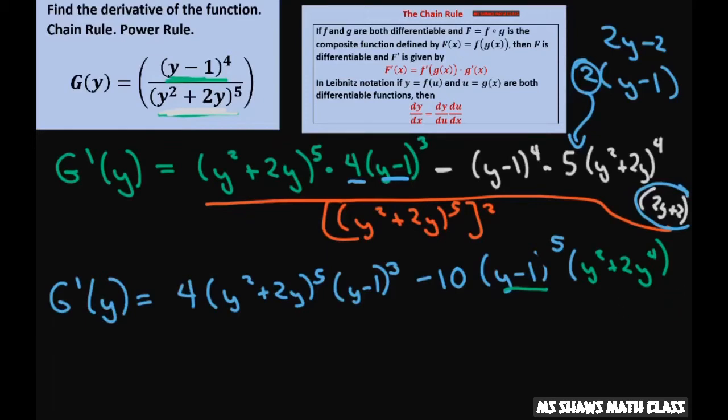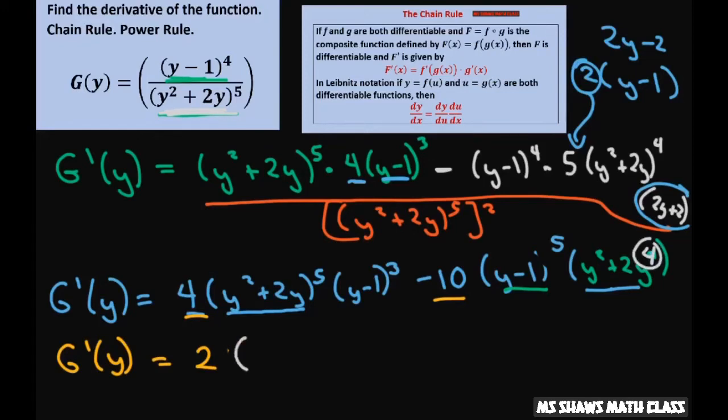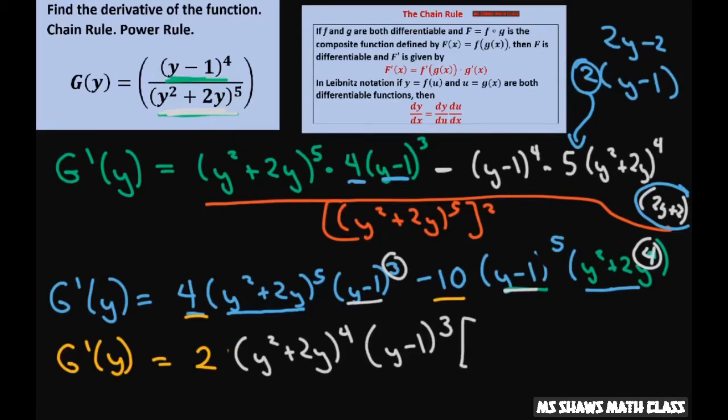All right. Now we can factor out. What we're going to factor out is our smallest factors. So for these two numbers, that's going to be a 2. So factor out a 2. Then let's do the other factors. We have these two, and the smallest exponent, you always factor out the smallest exponent, is to the fourth. So factor that out: (y squared plus 2y) to the fourth. And then for the y minus 1, our smallest one is cubed. So that's going to be (y minus 1) cubed. All right. And then that's going to be times whatever's left.